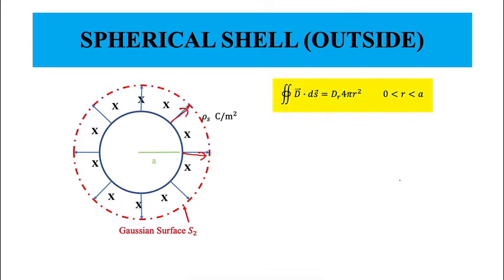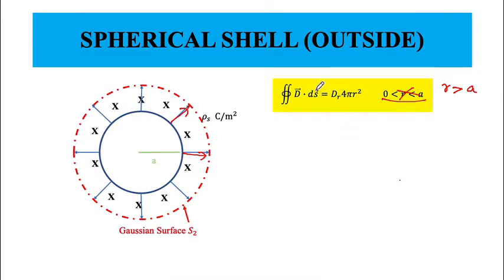This is my D field, okay. It is constant on the surface S2, allowing us to rewrite the integral of D dot dS over the closed surface S2 as D_r times 4 pi r squared, 4 pi r squared being the surface area of S2. And here the condition is r is greater than a. So remember, r is greater than a. This is the left side of Gauss's law.